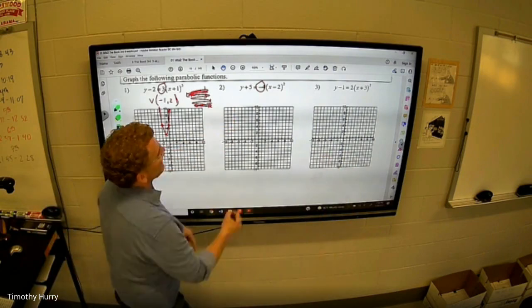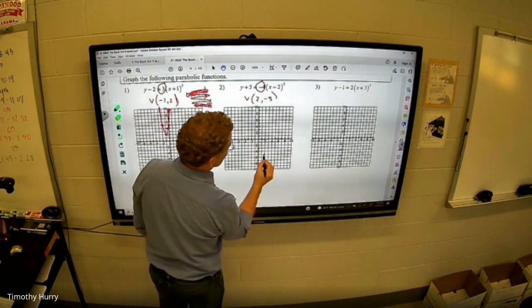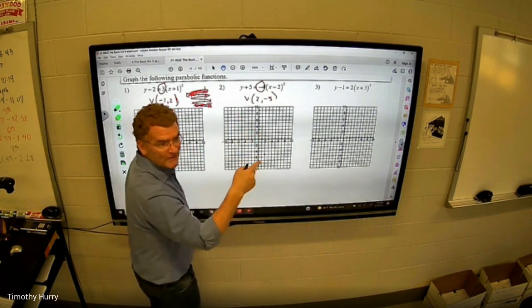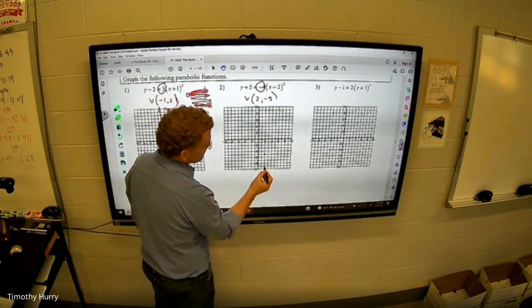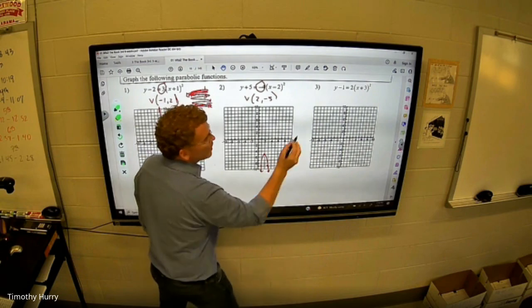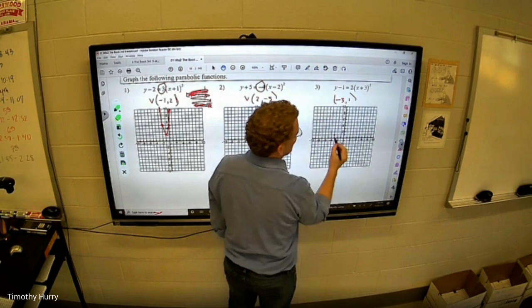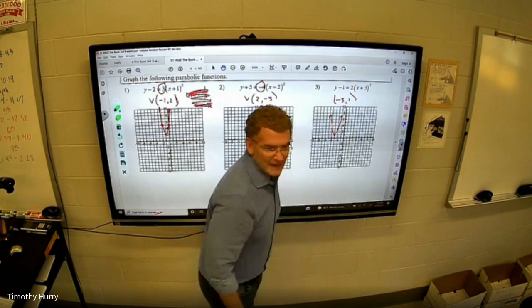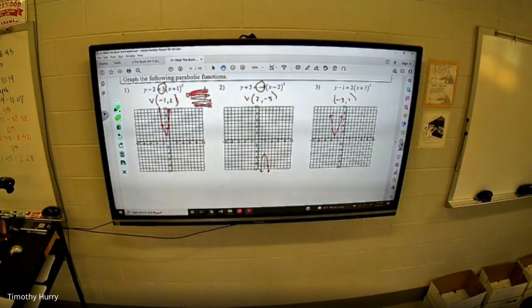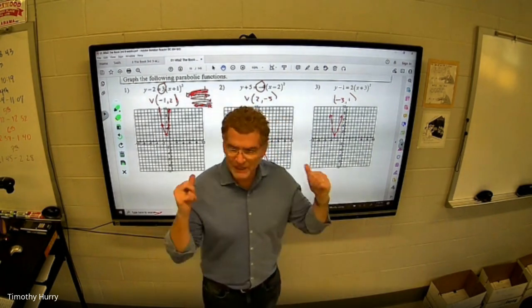So right here, what am I going to do from my vertex, which is 2, -5? What am I going to do since that A value is far away from 1? Tell me what? Down 4 over 1 each way. And you're going to sketch it. Call it a day. What do I do from -3, 1 right here? Up 2 over 1 each way. And I'm going to call it a day. And that's what I always do. Plug in more X values. But that's a really quick way to get what you need.